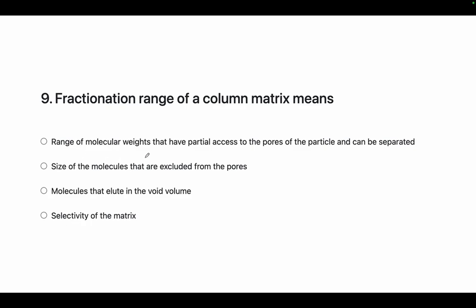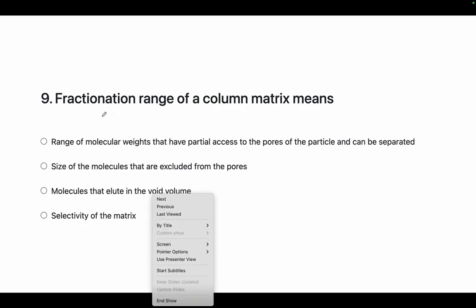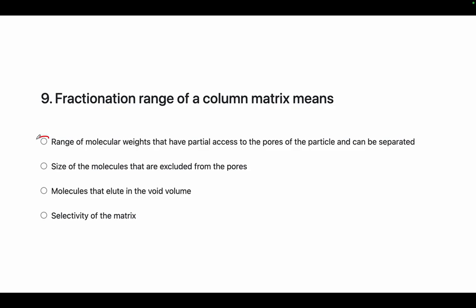Size of the molecules that are excluded from the pores. No. Right? Size of the molecules that are excluded from the pores is the exclusion limit. Molecules that elute in the void volume, again, this is the exclusion limit. Is it selectivity of the matrix? No. So the fractionation range means the range of molecular weights that can partially access the pores. It is basically the range of weights that can be separated by the column.